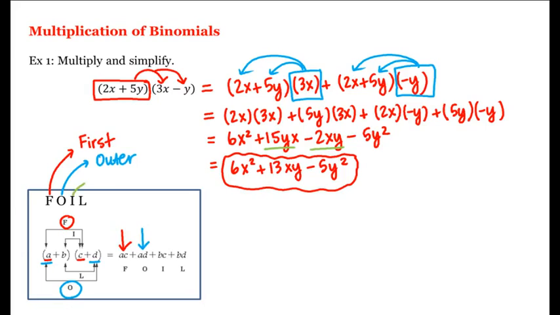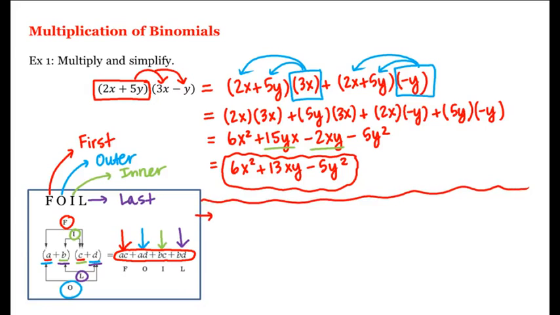The I stands for inner, which means we multiply the inner terms of the two binomials, so B times C. And finally, the L here stands for last, which means we multiply the last terms in the two binomials, so B times D. And the answer to this multiplication is the sum of all of these, F plus O plus I plus L. So let's apply this method here to see that we get the same answer that we just found.